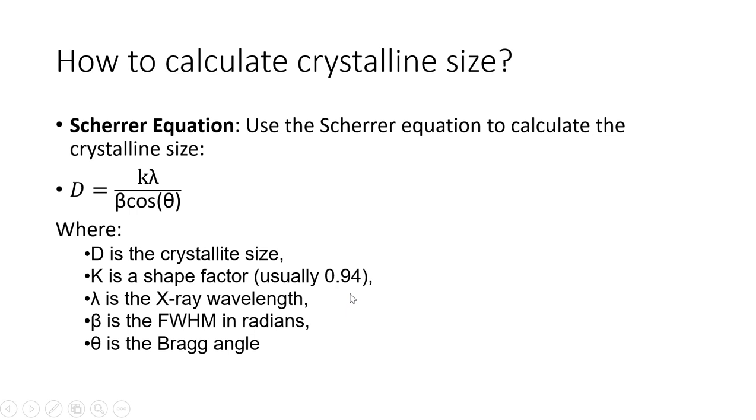So, how to calculate the crystalline size? Using the Scherrer equation, we can calculate the crystalline size. The Scherrer equation is D equal to K lambda upon beta cos theta, where D is the crystalline size, K is the shape factor, usually 0.94, and lambda is the X-ray wavelength. The beta is the full width at half maxima in radians, and theta is the Bragg's angle.